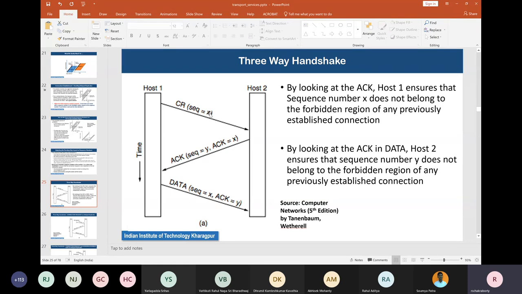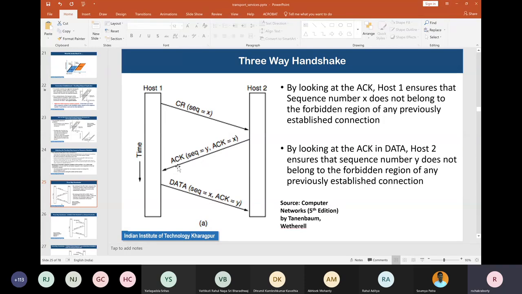This choice of X we will come back to. How does it select X? That is the Tomlinson scheme. Even this is the Tomlinson scheme. Somehow it determines and proposes that I am requesting a connection with you with my starting sequence number to be X. When host 2 gets this message, it replies back saying, I accept, using a special type of message called an acknowledge message. ACK is for acknowledge.